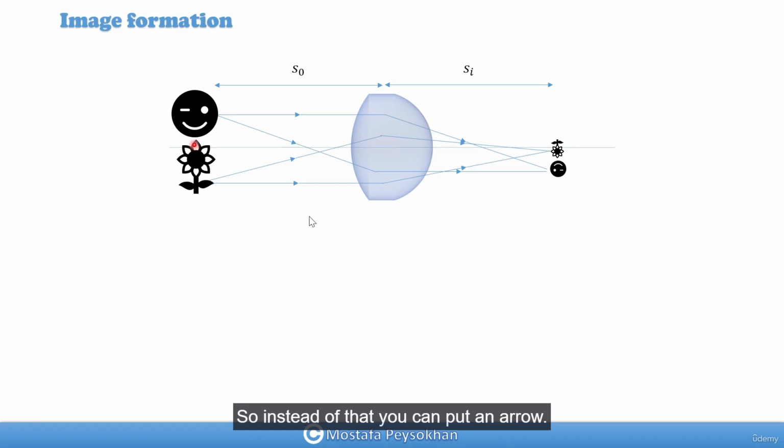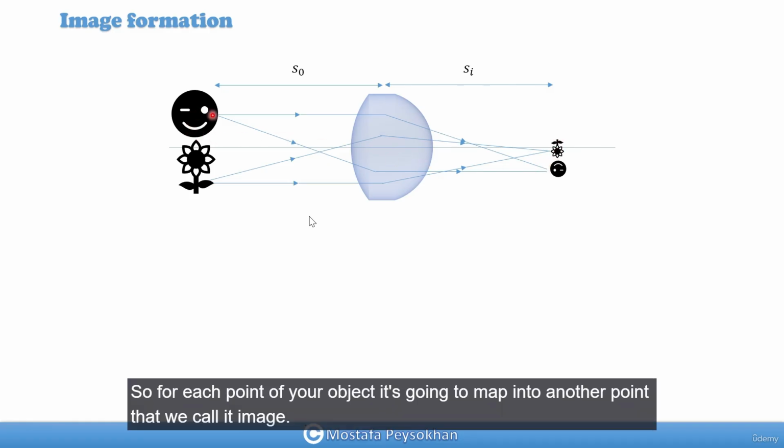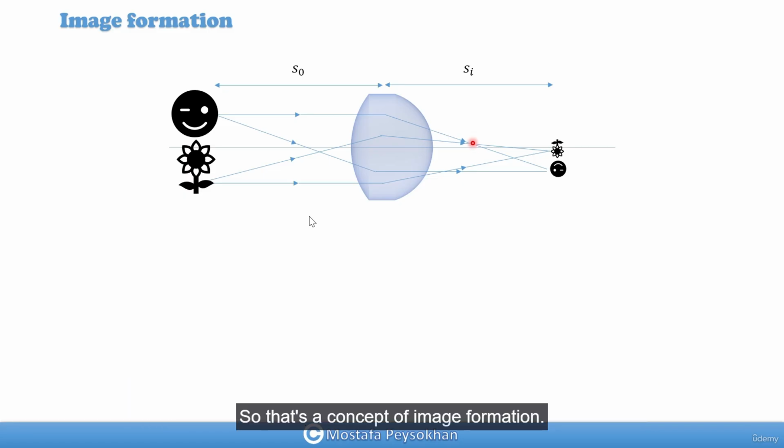Instead of that, you can put an arrow, and then you can put another arrow here. Instead of this one, you can put the arrow here and then another arrow. Actually, this is not completely correct, but I wanted to show you the concept. So each point of your object is going to map into another point that we call the image. So that's the concept of image formation.